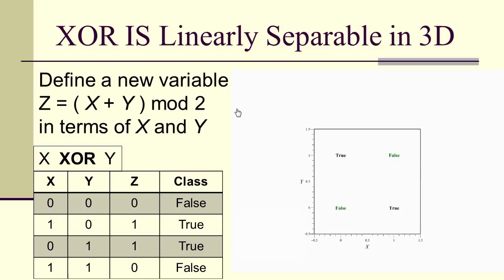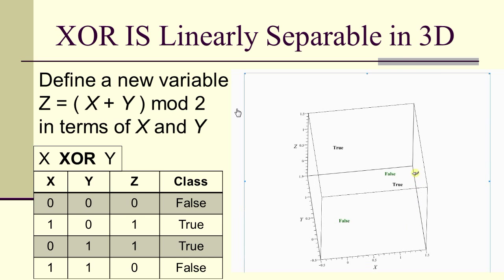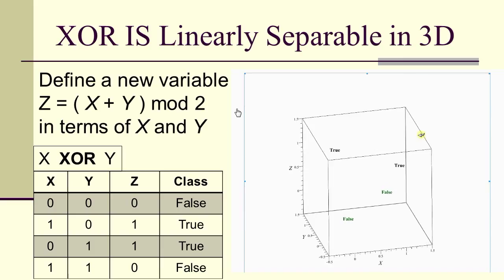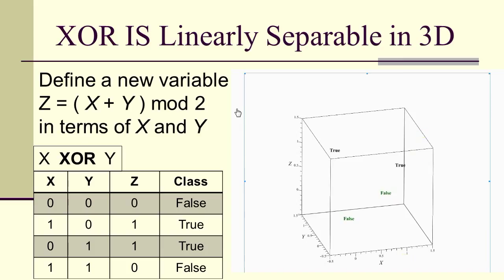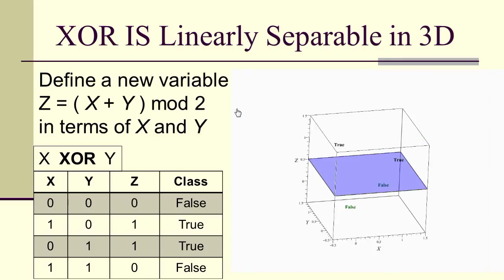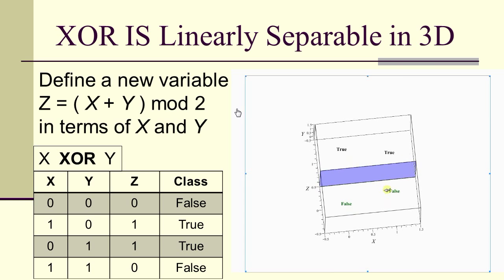So instead of the x, y, where I don't have linear separation, I can rotate into the x, y, z, and the 2 false conditions are at the z equals 0 level, the 2 true are at the z equals 1. So the plane, for instance, z equals a half, separates the true from the false.